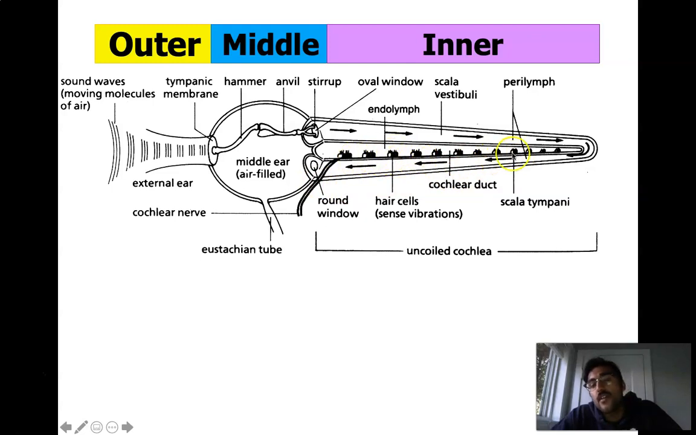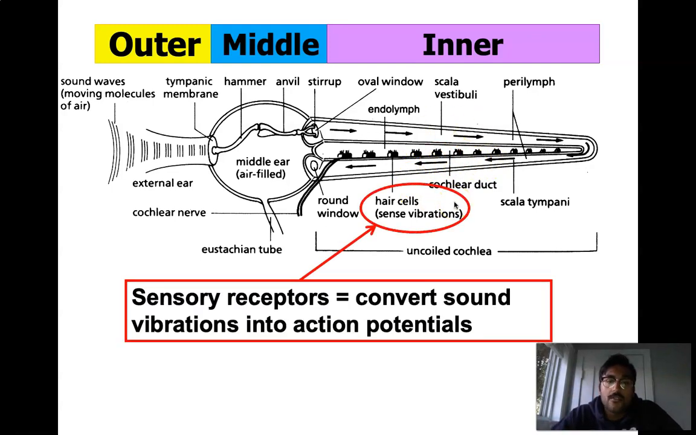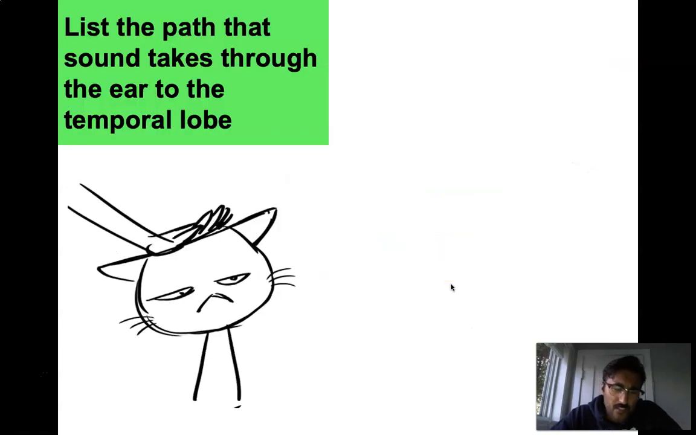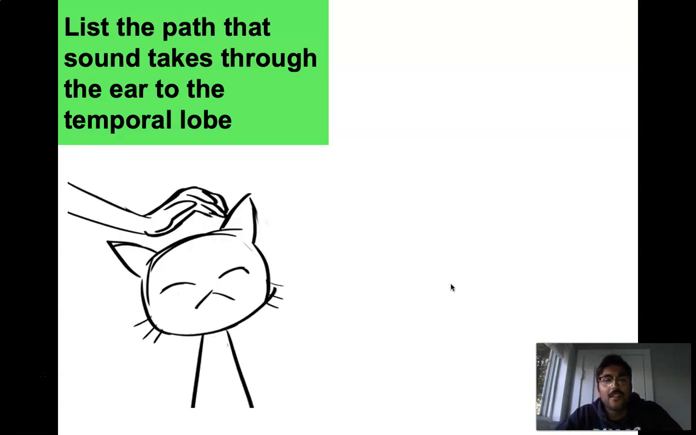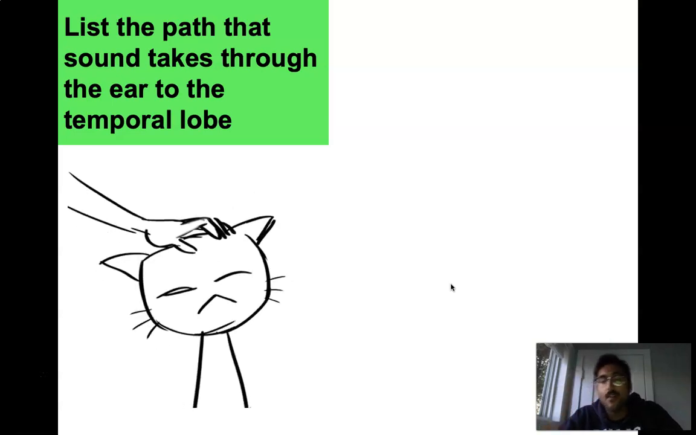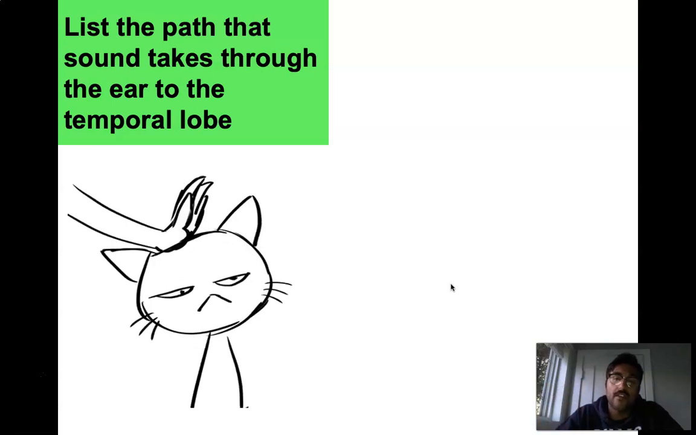Depending on which part of the hair cells are triggered, that's going to dictate like pitch and loudness of the sound based off of how the brain perceives it. So sensory receptors of the ear are the hair cells, and they convert sound vibrations into those nervous system action potentials.